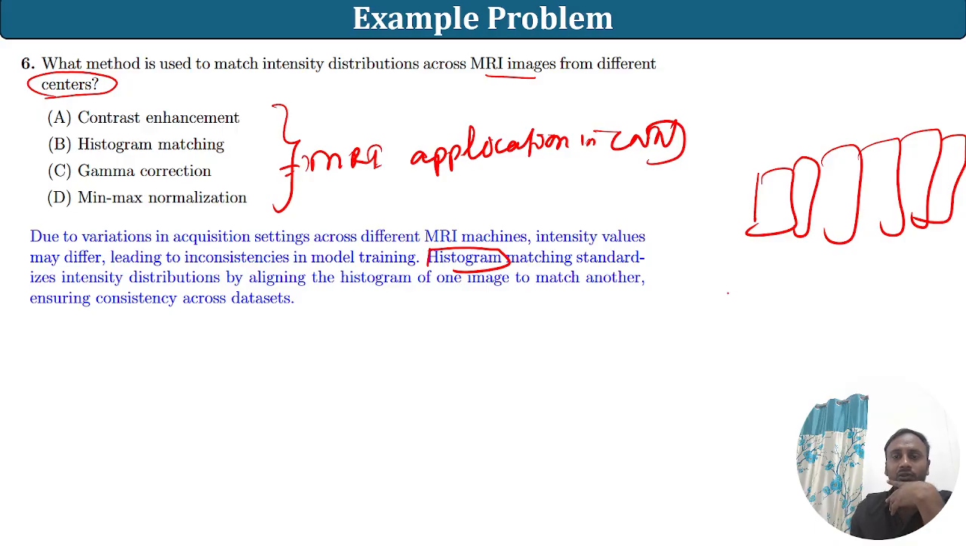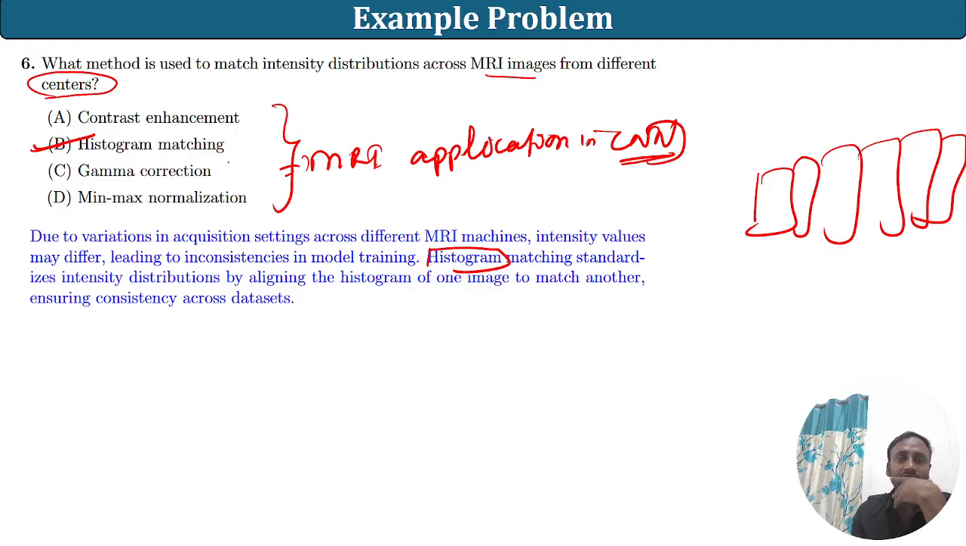Along with one image, it will give the one intensity, and we know the level also, so we can get the variations also. So this is actually application based also. So the correct option is the histogram.